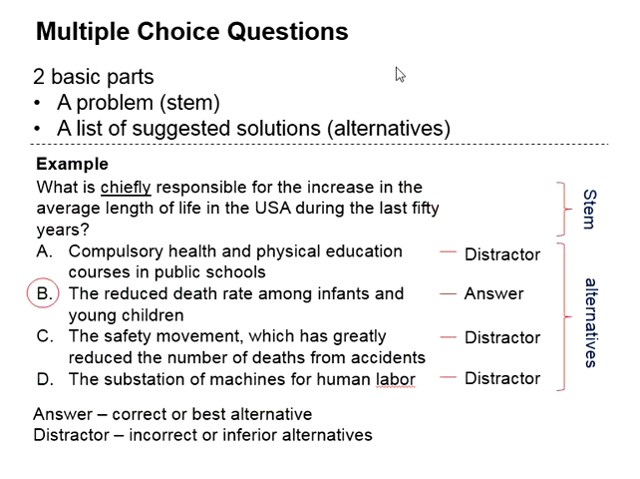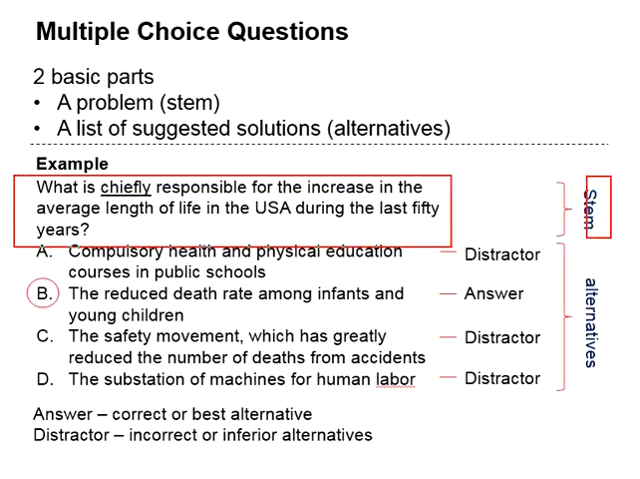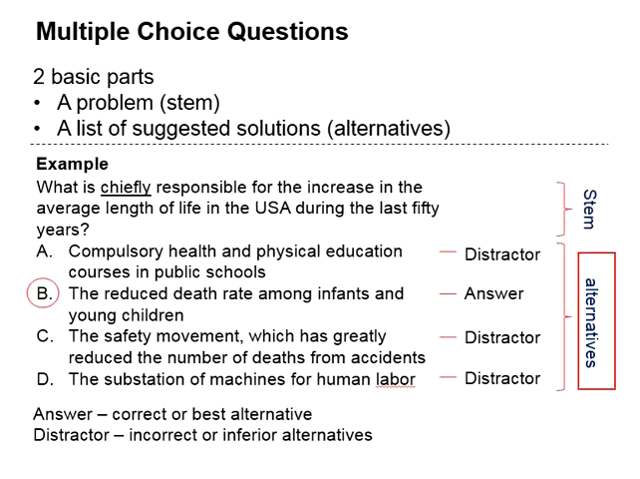Taking this as an example, the term will be the question itself. The alternatives are A, B, C, D, which are the potential solutions to the question. Among the alternatives, there are answers and distractors. Normally, there will be only one answer, and the rest are distractors. What does it mean by the answer and distractor? The answer is the correct answer, or the best alternative among all, while the distractor is the incorrect answer or the inferior alternatives.